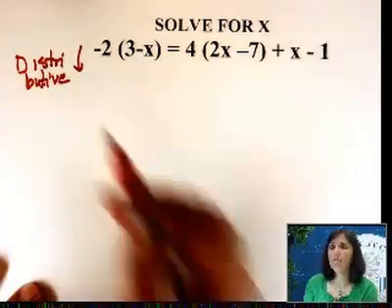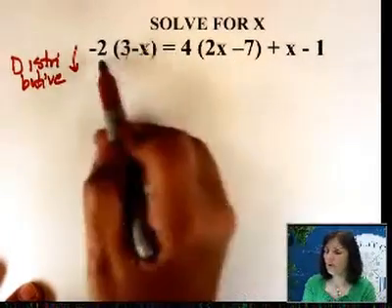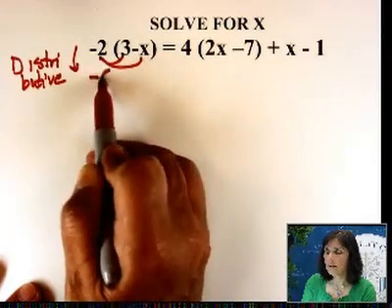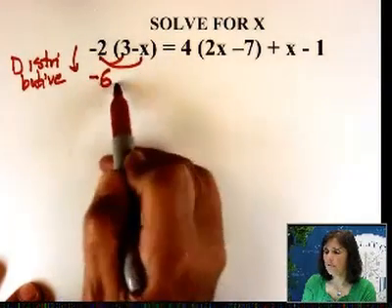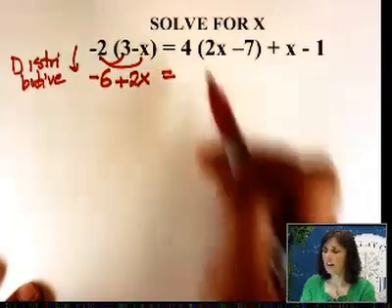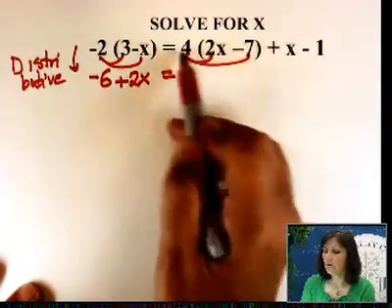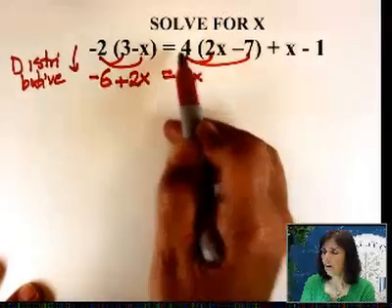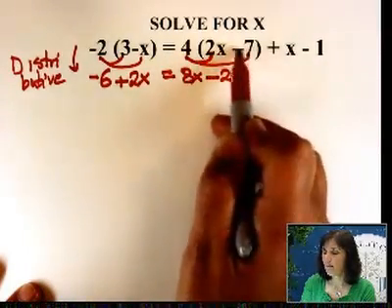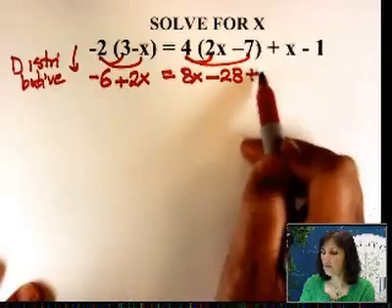Always get rid of the parentheses first. Distributive property, work this in. Negative 2 times 3, negative 6. Negative 2, negative, so that's positive 2x. That's the left. Now I'm going to work that in. 2 times 4, 8. 4 times 7 is 28. Remember, I kept that negative. And plus x minus 1.